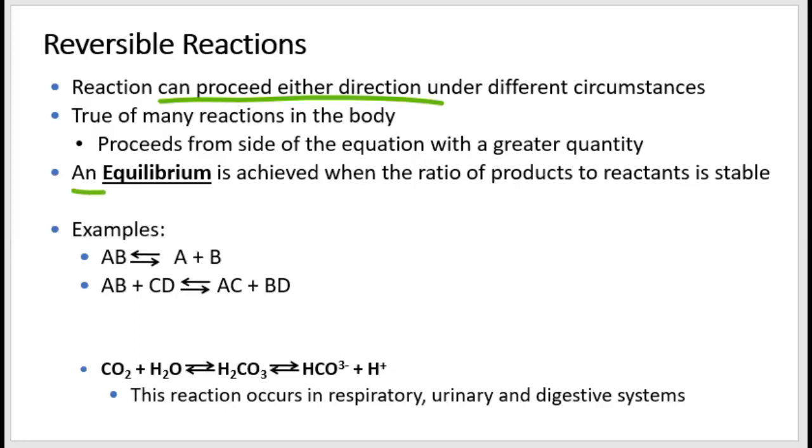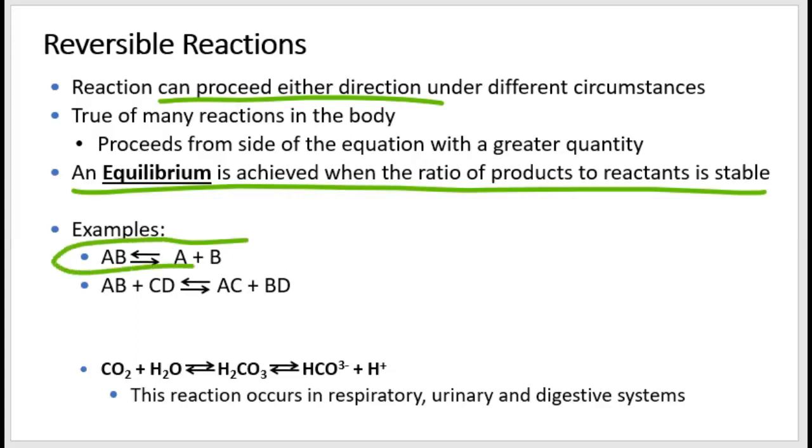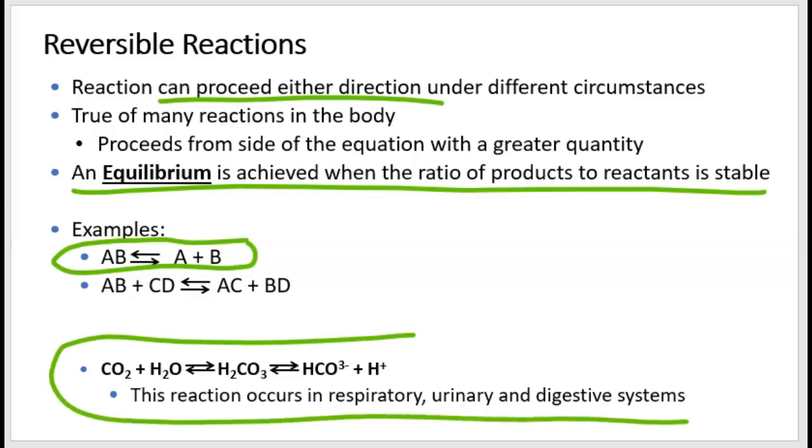Usually an equilibrium is achieved when the reactants and products in terms of quantity are equal. For example, if I have this reaction where the compound AB gets broken down into two subunits, A plus B, an equilibrium will be reached so that the quantity of the big AB equals the quantity of the subunits A and B.